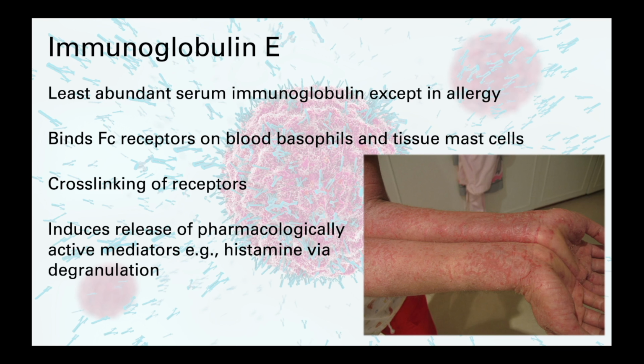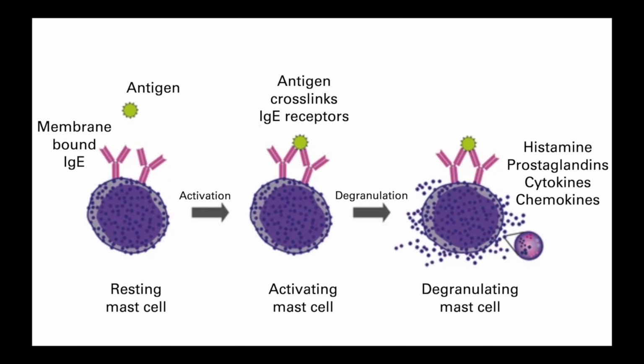IgE activates blood-borne basophils and tissue-resident mast cells, with the antigen causing cross-linking of receptors, which results in the release of pharmacologically active mediators such as histamine via the process of degranulation, and this causes the clinical inflammatory response that we identify as allergy. And this is the process here being shown in the cartoon, with the antigen, which in this case is probably an allergen like pollen or animal dander, binding to and cross-linking the IgE on the surface of the mast cell, which becomes activated and degranulates, releasing these mediators and resulting in the clinical signs of allergy.